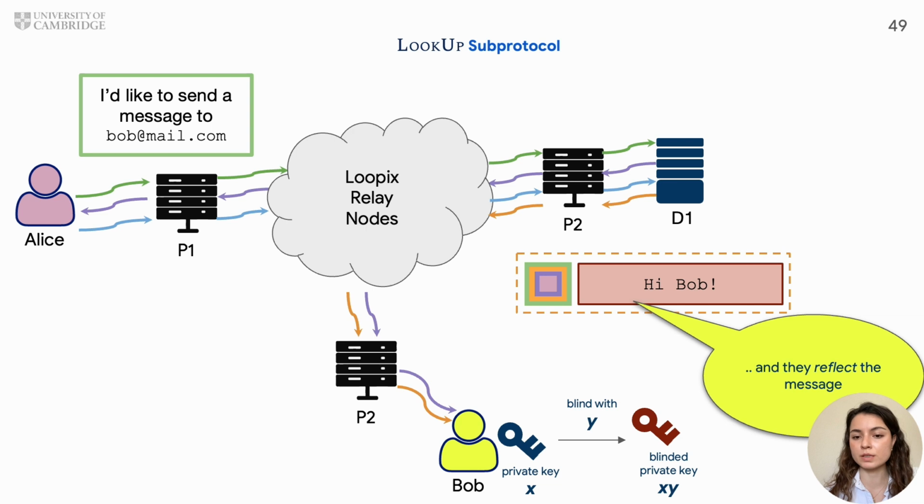In a sense, discovery nodes serve as reflectors for this message here. When Bob receives this message, he blinds his private key with the blinding factor that he has received from the discovery nodes before. So he can use the blinded private key to decrypt the message that Alice has encrypted with the blinded public key.